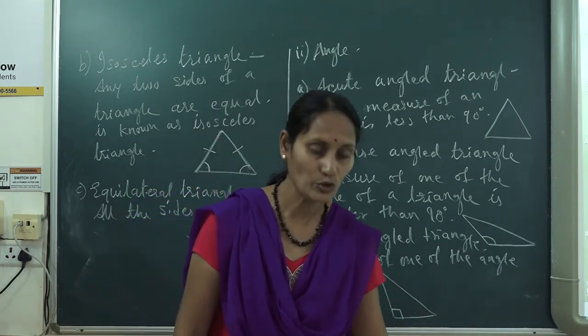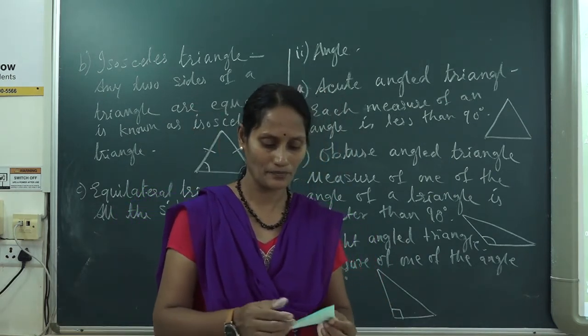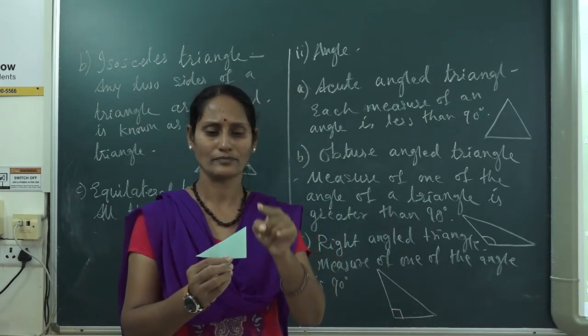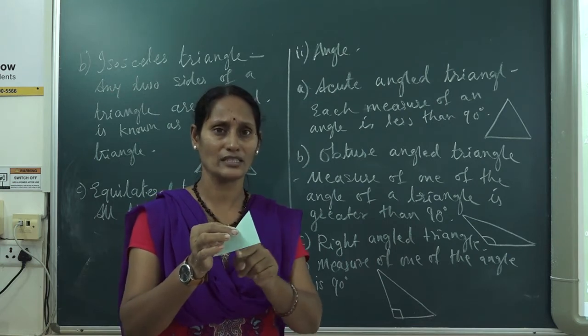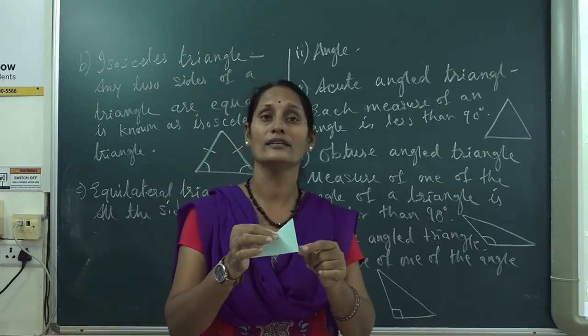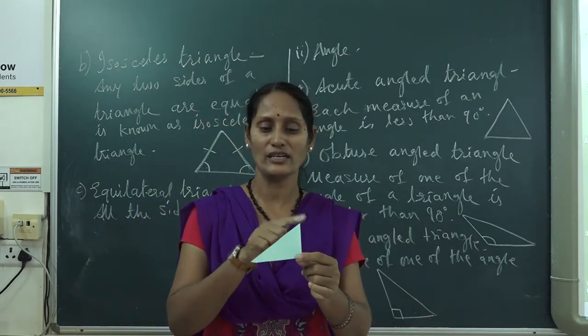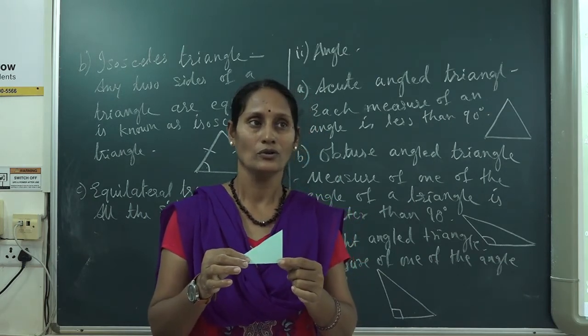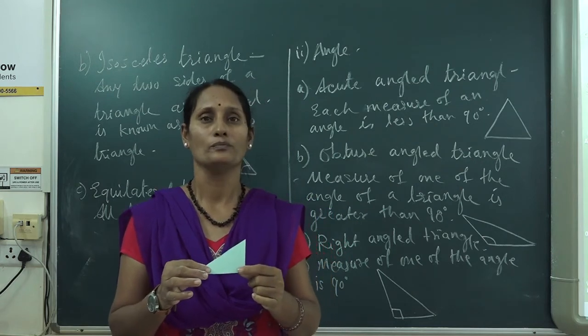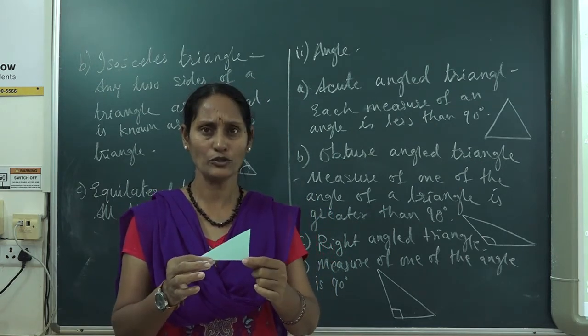Now if I show you a triangle that I have in my hand, if you see this angle, this side is perpendicular to this base. So where they intersect, the 90 degrees is formed. And this triangle is known as a right angle triangle. Okay students? Now, is it clear to you?